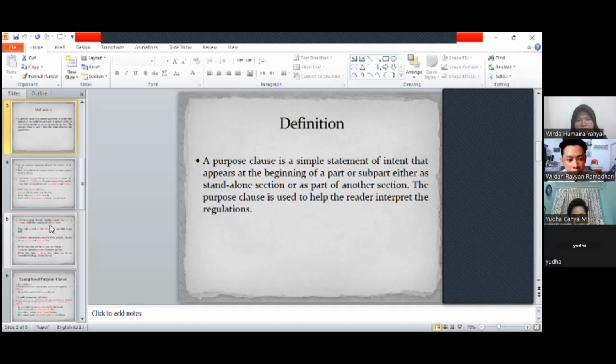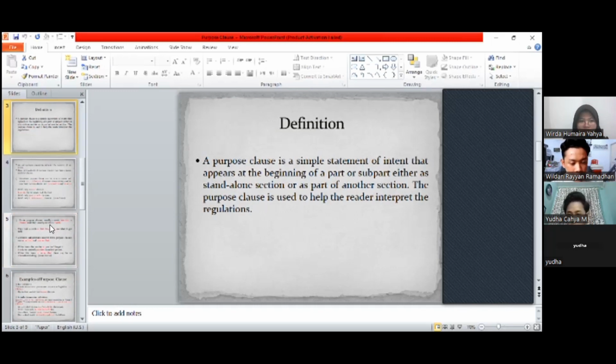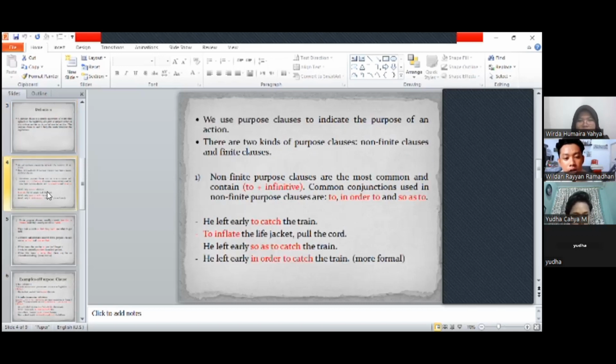The definition of purpose clause is a simple statement of intent that appears at the beginning of a part or subpart, either as a standalone section or as part of another section. The purpose clause is used to help the reader interpret the regulations. Next slide, please. We use purpose clause to indicate the purpose of an action.